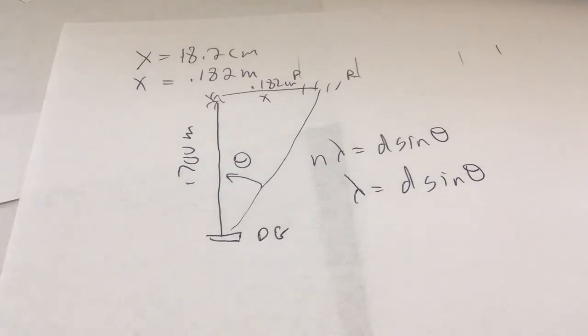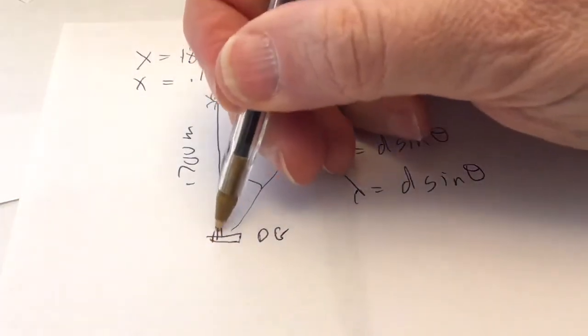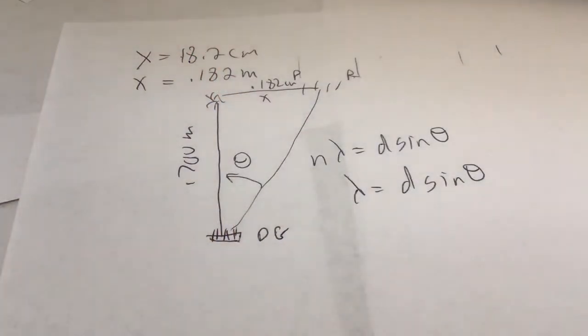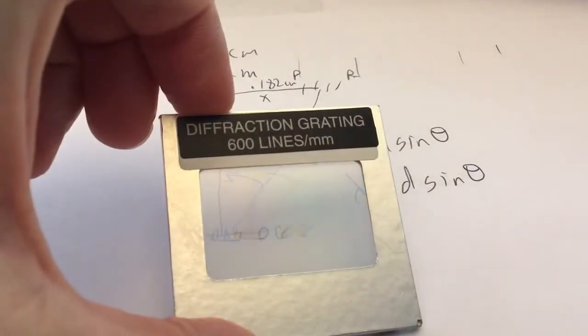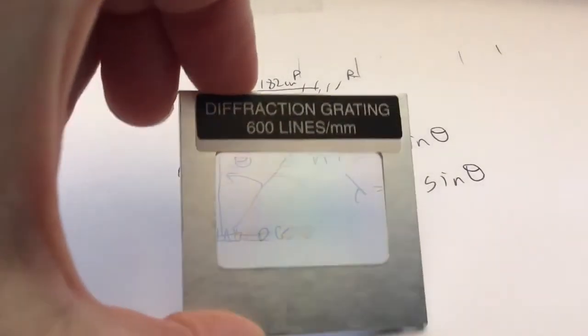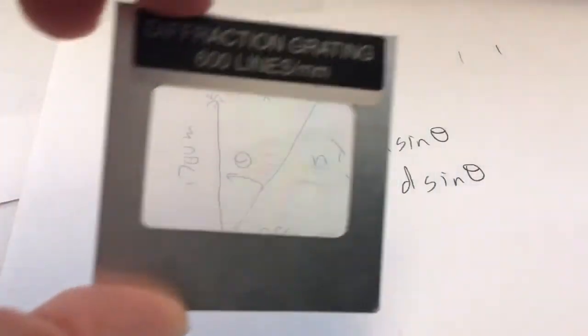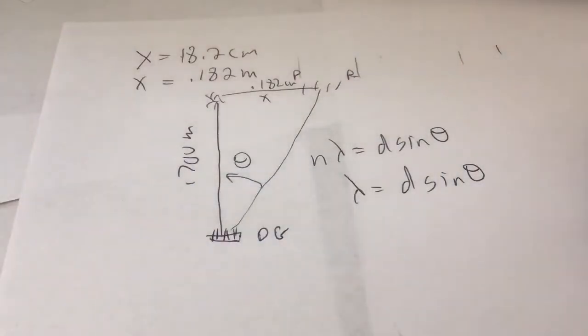So what we're going to do first is find d, which is the grating spacing. This is the grating. It's got a lot of lines on it, and that's what causes the diffraction. So the rating on the grating is 600 lines per millimeter. There you go. See it? And what we're going to have to do is figure out how much distance is between each of the lines.